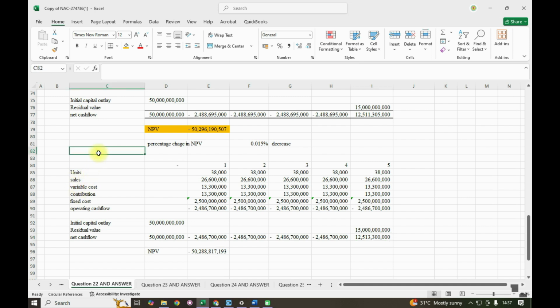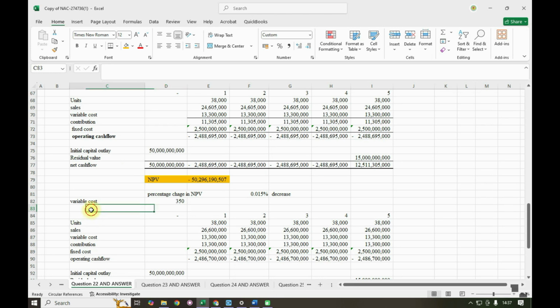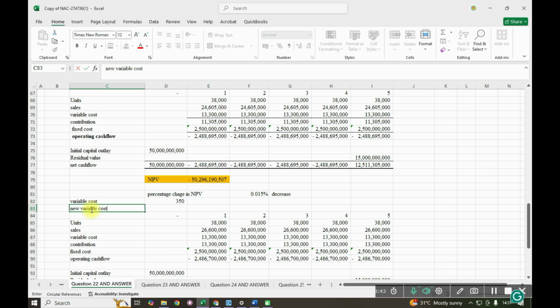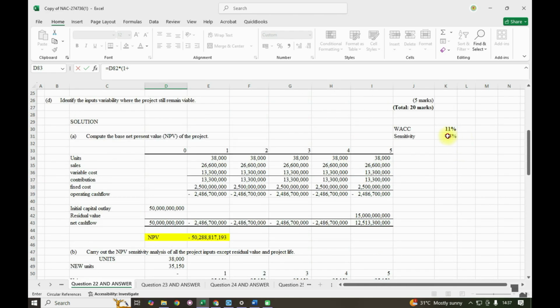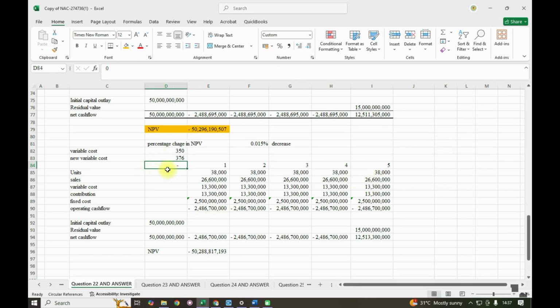the sales. Variable cost. Our variable cost, the variable cost that we had, a variable cost of 350. So the new variable cost, new variable cost here. Our new variable cost, now variable cost will increase. This is a cost, it will increase by 7%. Adverse variation. For the cost, adverse is positive, so it will change to that value.